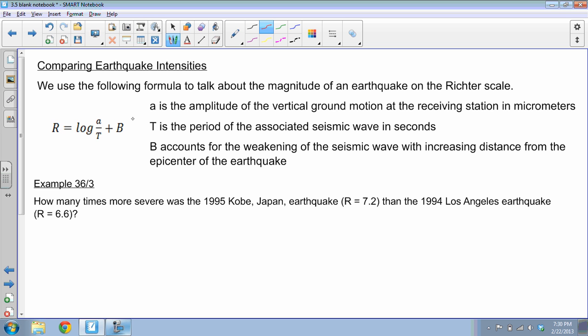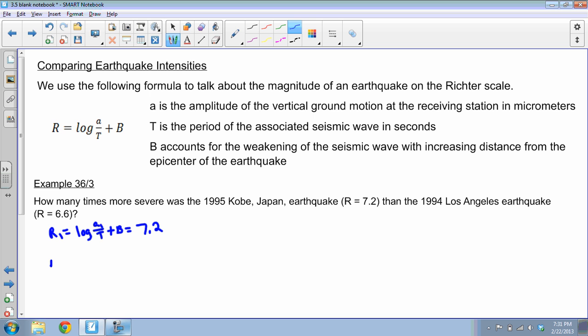We are going to, in this example, say how many times more severe was the 1995 Kobe, Japan earthquake, which had a Richter rating of 7.2, than the 1994 Los Angeles earthquake, which had a Richter rating of 6.6. If we label Japan as R1, this formula, A1 over T plus some B, is equal to 7.2.